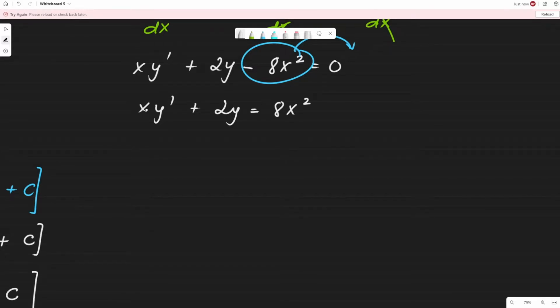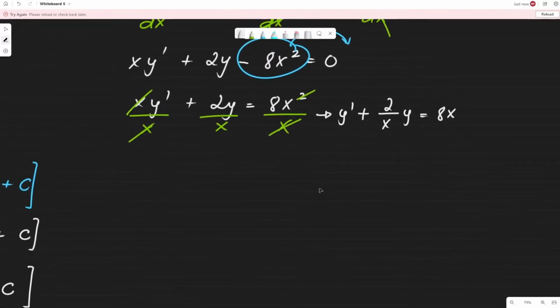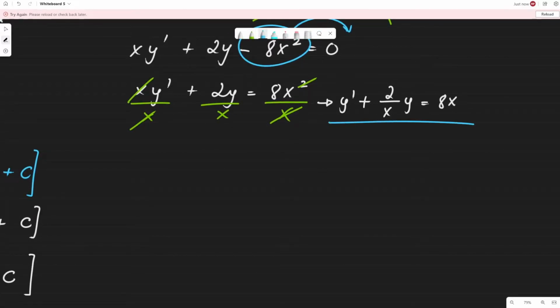Okay, we need just y prime in this term, so we divide all terms by x. This one cancels, and this one too. Therefore, we have y prime plus 2 over x y is equal to 8x. So, this is our differential equation in standard form. Now we just need to identify what is p of x and what is q of x.